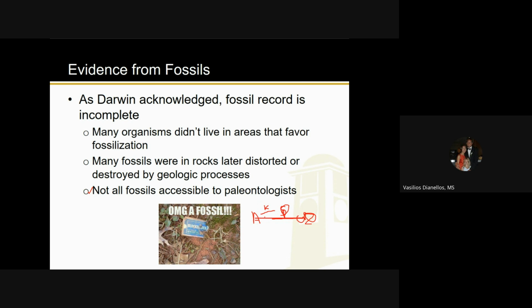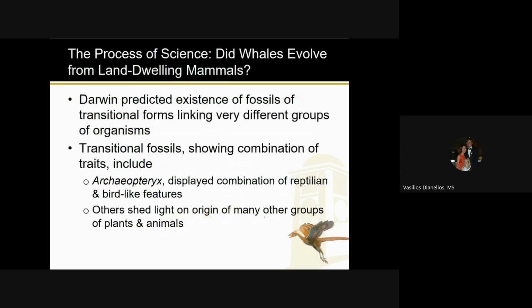There's not going to be questions about this. The idea here is the fossil record provides evidence that evolution occurred, and these are the flaws in the fossil record. All right. Darwin predicted the existence of fossils of transitional forms linking very different groups of organisms. That's what I was just talking about, like organism A to organism Z and looking for the missing links. And those missing links in biology are actually called transitional fossils. Not that I'm going to ask you that, but that's what they are, right?